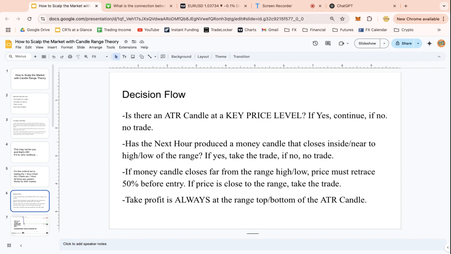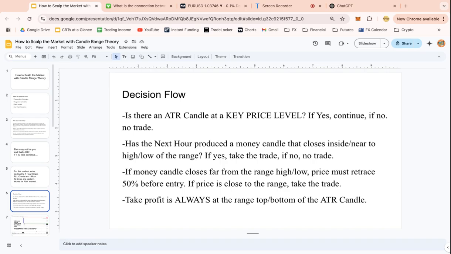So here we go. The first thing I'm going to be looking for as I go through this replay is: is there an ATR candle at a key price level? If you do not know what an ATR candle is, you need to pause this video and go to the link in the description describing what the ATR candle size indicator is. That will explain that. And for the sake of this video, let's remember that our key price levels are the high of the day, high of the week, low of the day, low of the week, or the daily open or the weekly open. Okay, so all that is in there. So if we see an ATR candle at the key price level, we can continue.